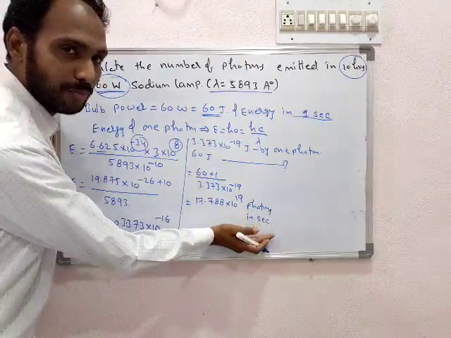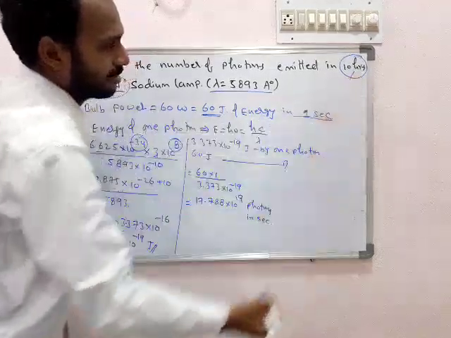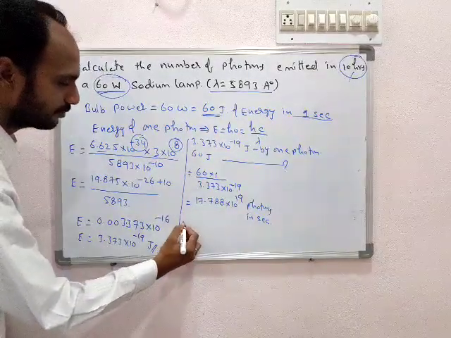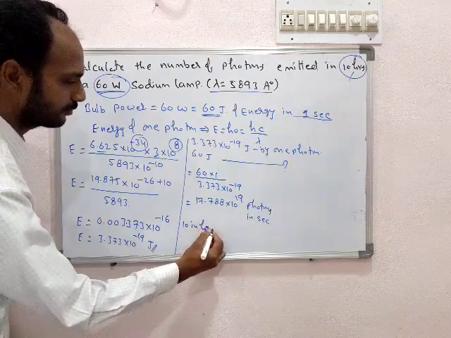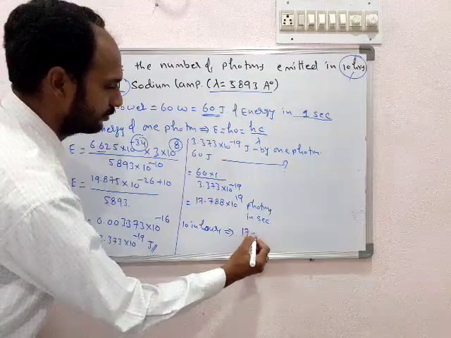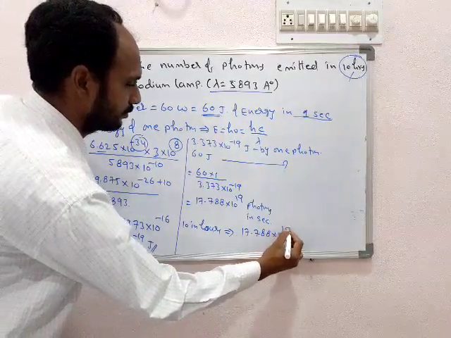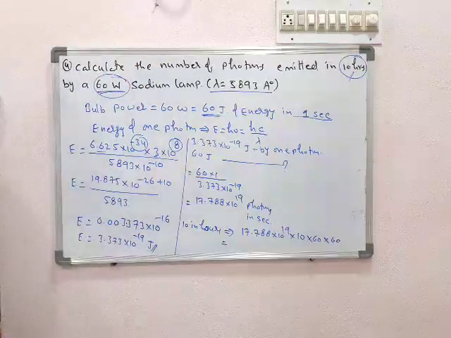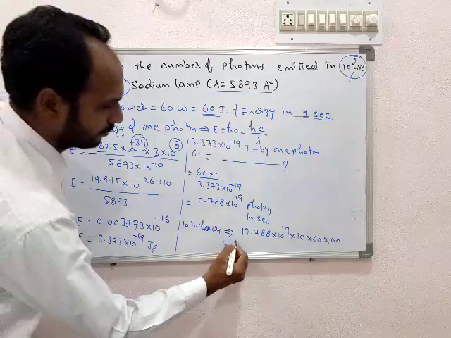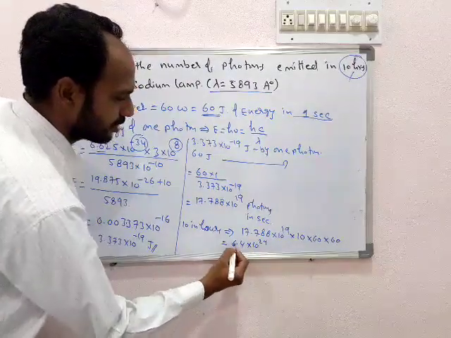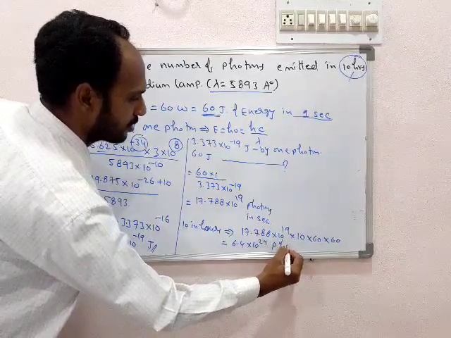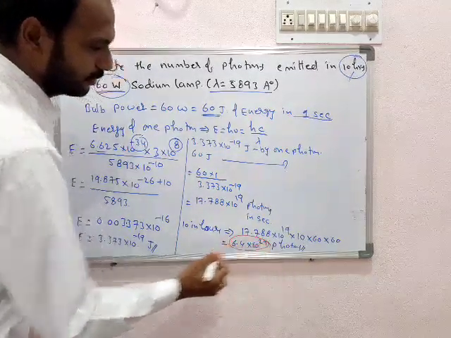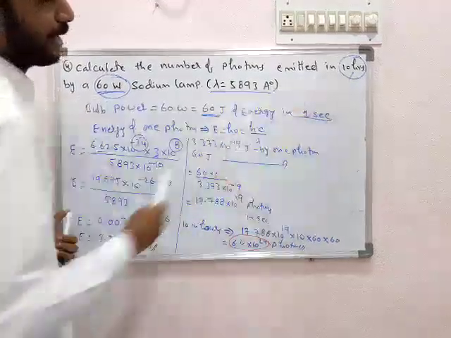It is just like the earlier problem, the same order. Here the extension is 10 hours. We know 1 second, now we have to calculate for 10 hours. In 1 second, 17.788 into 10 power 19. In 10 hours it is equal to, converting 10 hours, minutes to seconds. So finally we get 6.4 into 10 power 24 photons in 10 hours of time.